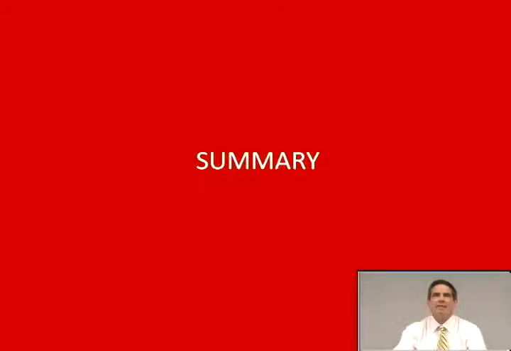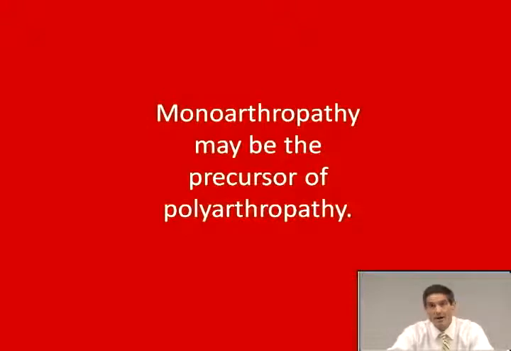Okay, that brings me to the summary. And again, there's a lot of joints in the body, but monoarthropathy can be a precursor of polyarthropathy. Always kind of keep that in the back of your mind, especially in the correct clinical circumstance of a 40-something-year-old woman who comes in with wrist pain for the first time. Is that rheumatoid arthritis? Does somebody have psoriatic arthritis? And is the monoarthropathy you're seeing part of polyarthropathy from gout or some other cause?